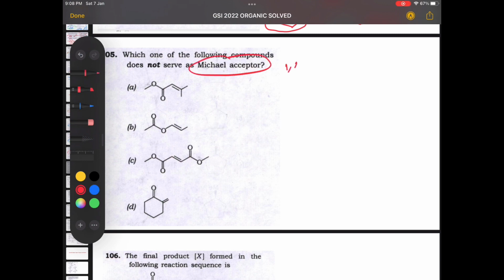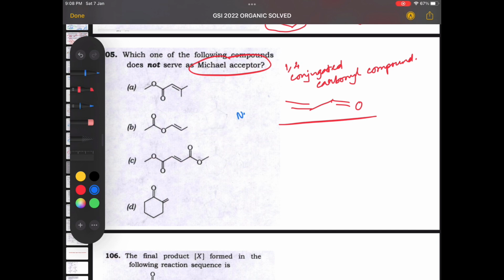In this question they have asked us which does not serve as a Michael acceptor. So what is a Michael acceptor? It is basically a 1,4 conjugated carbonyl compound which can undergo a 1,4 attack. If a nucleophile is present, it will form a 1,4 attack, and this is how a Michael reaction looks.